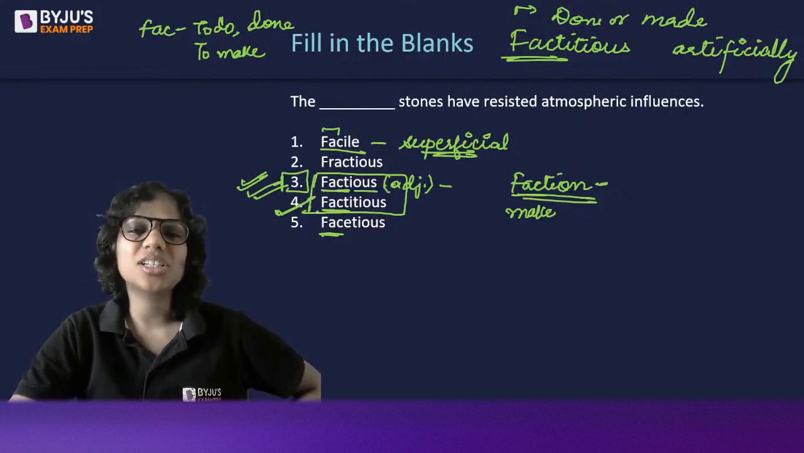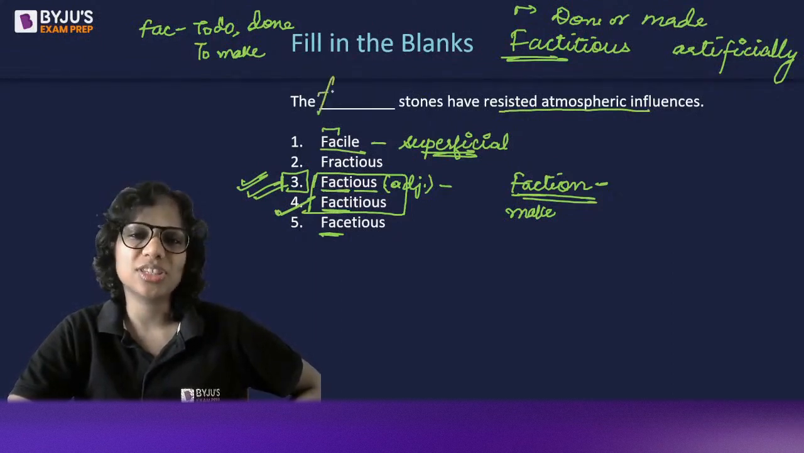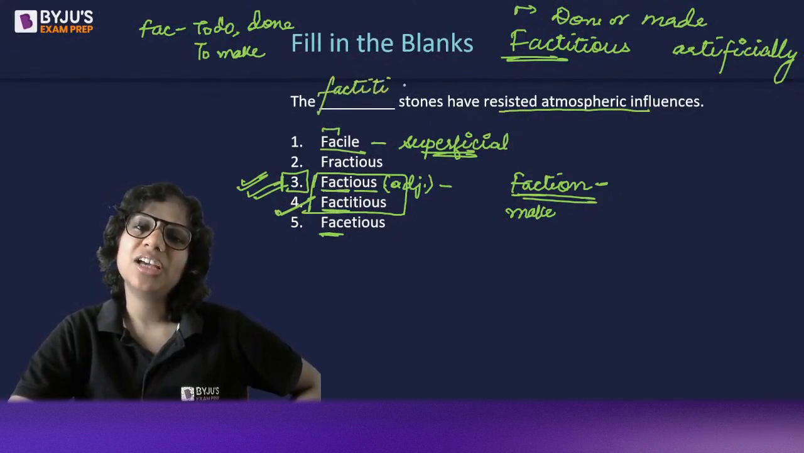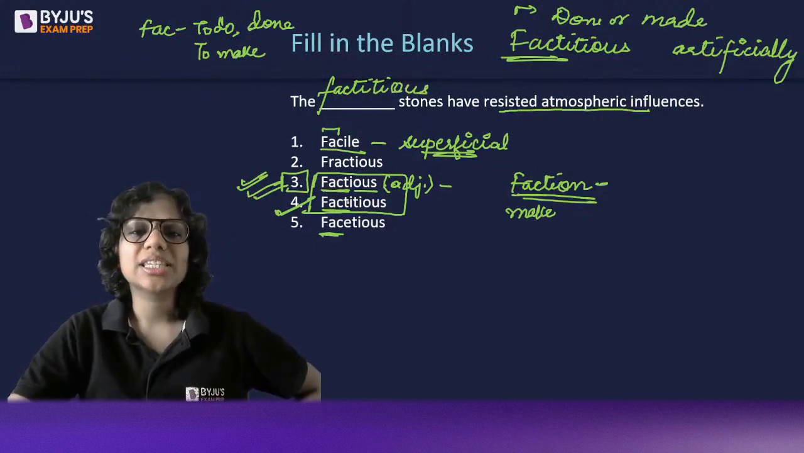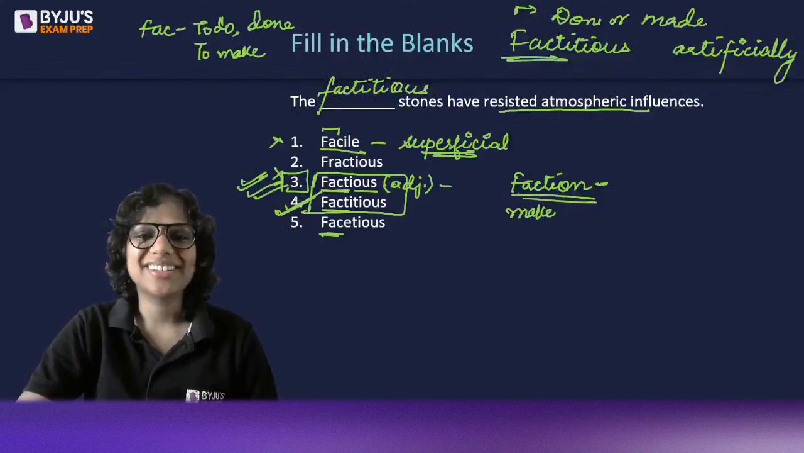Now, here these stones must be factitious, right? Out of these other words, it's only this one that fits, because see, they have resisted atmospheric influences. So probably they're not natural stones, they're artificial stones. And that is why they have resisted atmospheric influences. So 4 is the answer here, not 3, not 1.